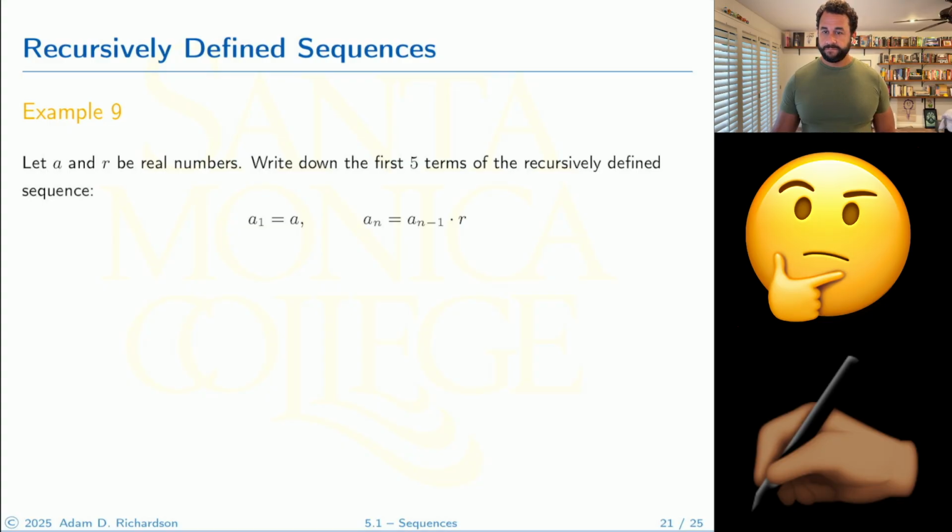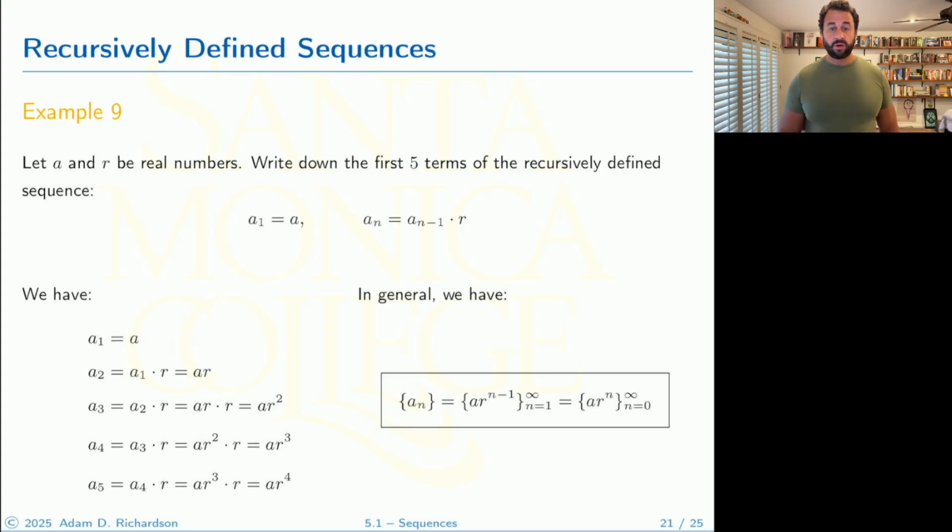Okay, here we go. Well, we're already given the first term. The first term is A. The second term is going to be this first term times R, so we get AR. The third term is going to be this one times R, so we get AR squared. And then we'll get AR cubed, we'll get AR to the fourth, and so on and so on.